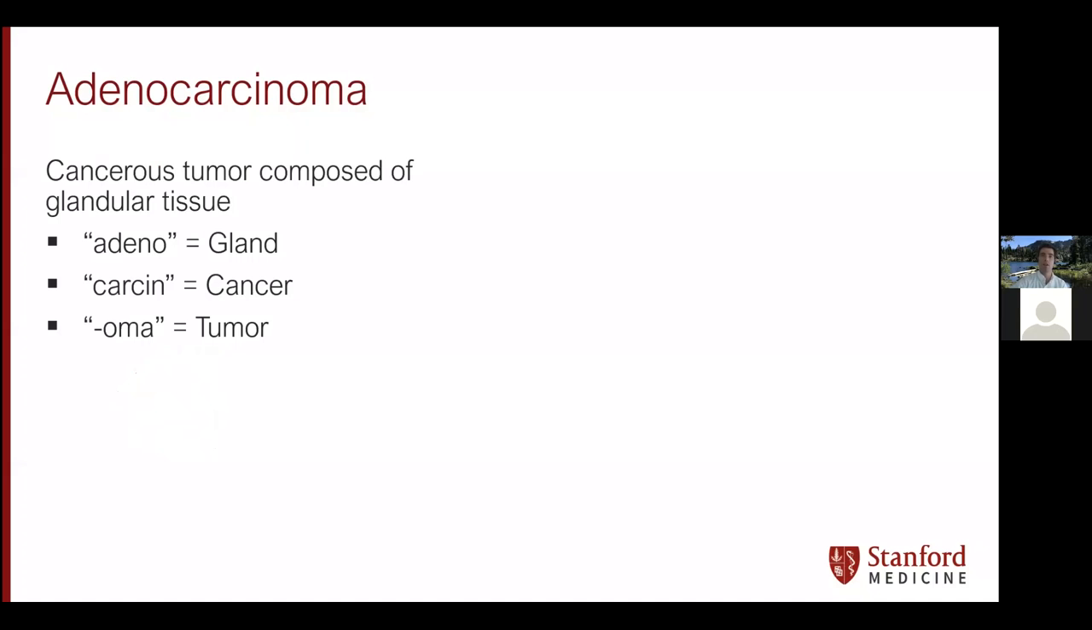An adenocarcinoma, which is a cancerous tumor composed of glandular tissue, is the most common type of cancer. And the reason for that is because the glands are the things that turn over in your body the most frequently. So you have glandular tissue basically all the way through anything that's exposed to the world.